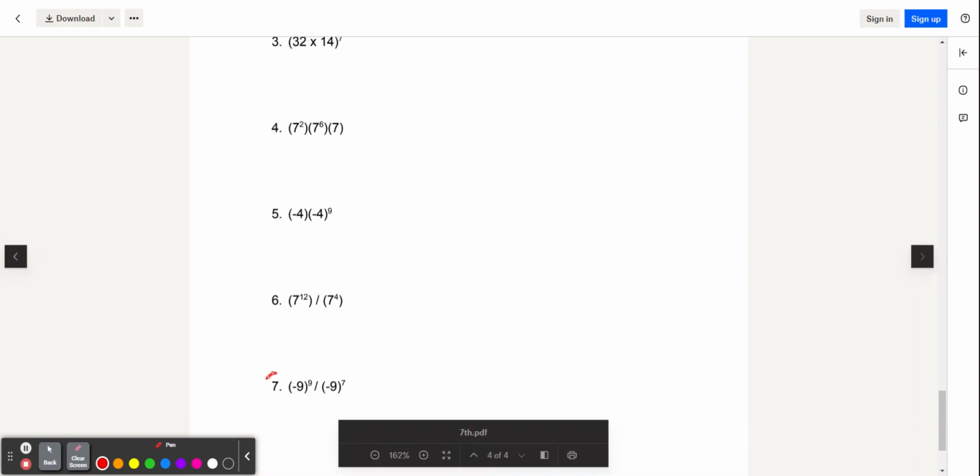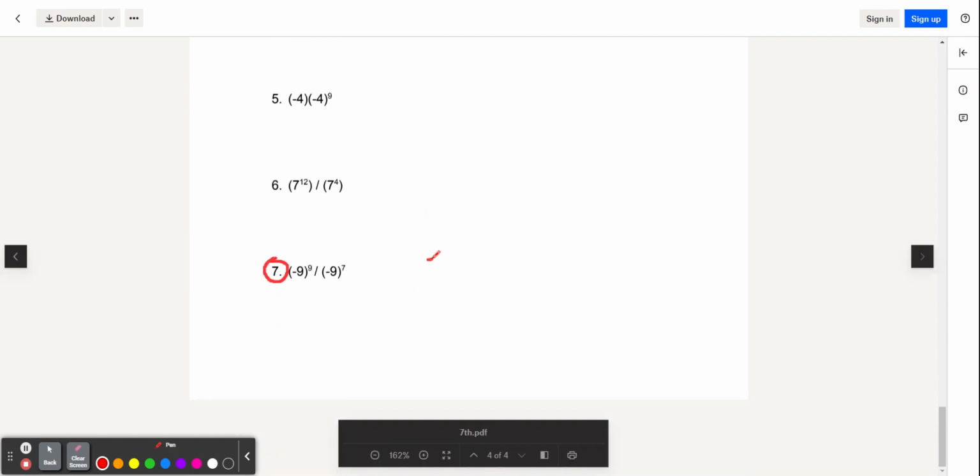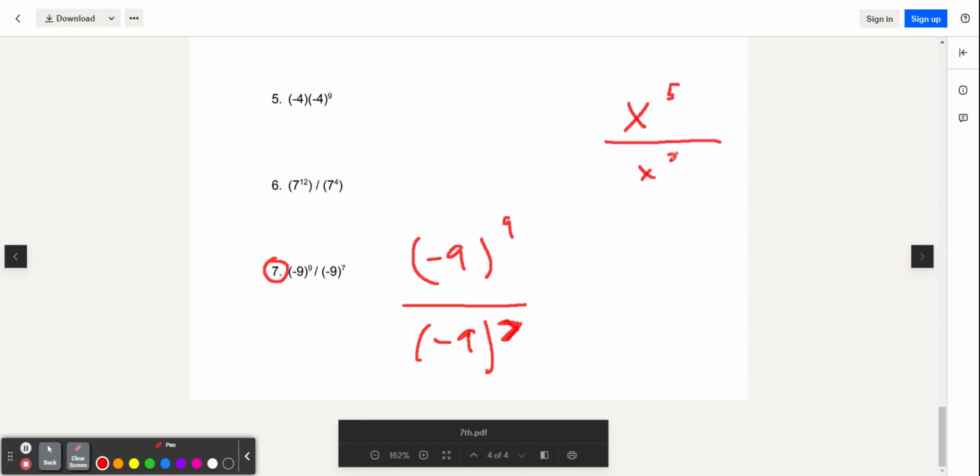How about we do 7? Let me just write it out so that's easier to see. That is a 7. So here we can see that we have two numbers. They're both exponents and they're both the same base, -9. Well, just like how we can cancel variables if they're the same base, we can do the same here.